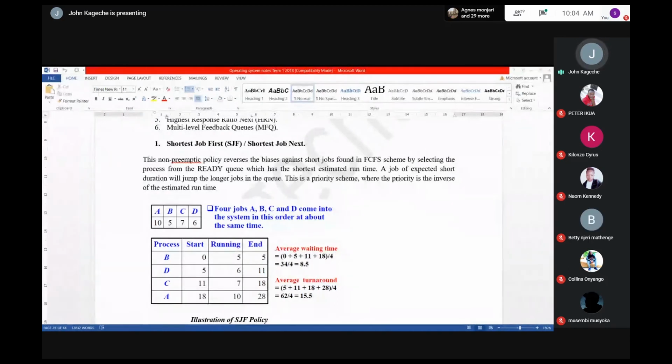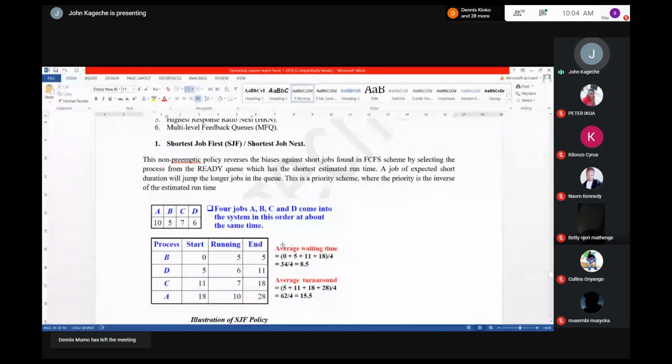Yes, it's going to run again for 7 minutes. Will exit at the 18th minute, and then process A will start after 18 minutes, run up for 10 minutes, and end up finishing at 28.